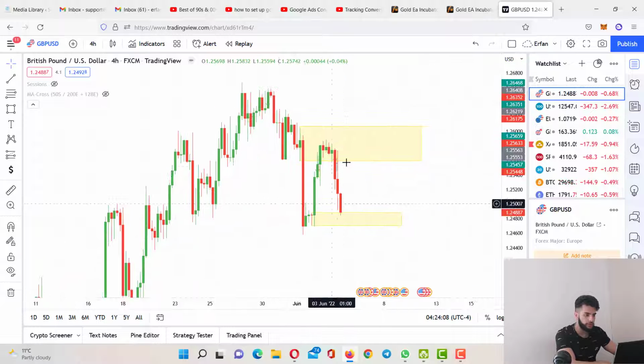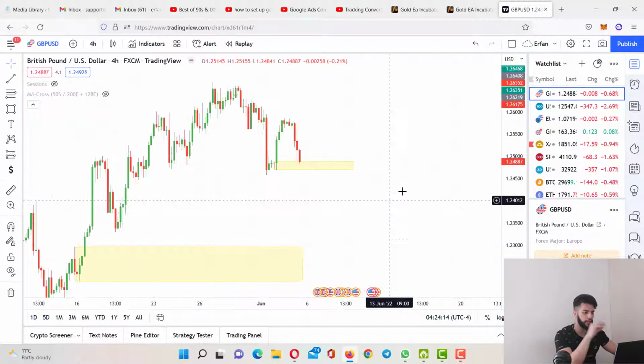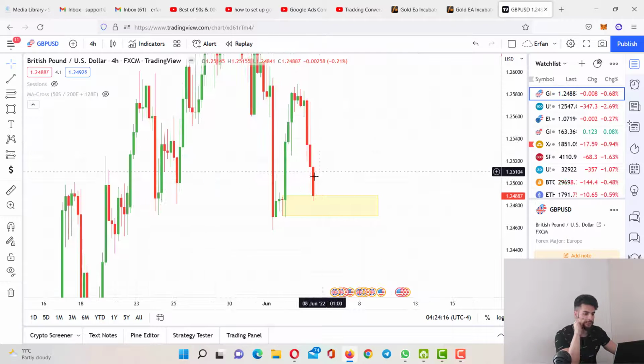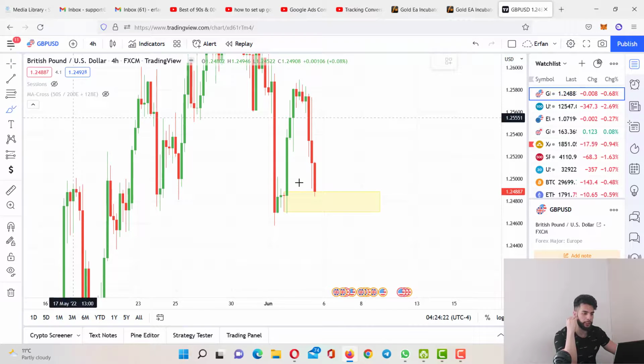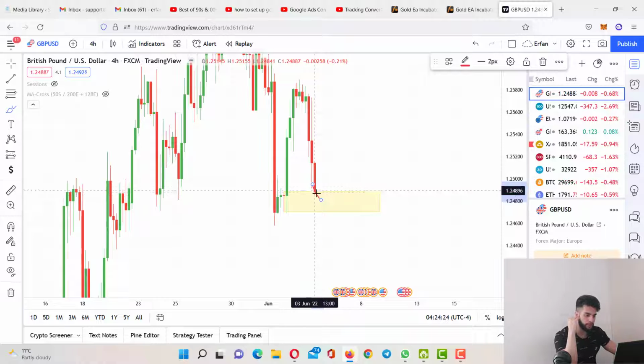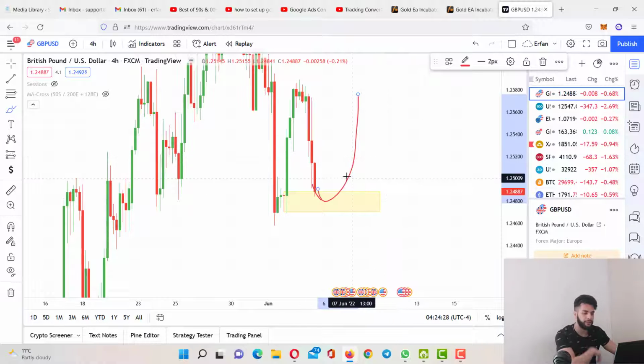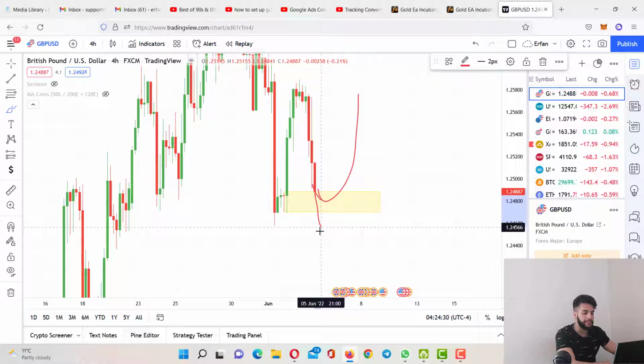So there are two scenarios. I'm going to delete this because it already happened, and then I'm going to delete everything. There are two scenarios here. The first scenario is that this zone is going to get respected, and then what might happen is that the price literally goes back up. So it tapped into this zone, we probably get a confirmation, and then it goes up. And the second scenario is that it literally breaks below this level, and then it does a little bit of correction, and then it comes down further.